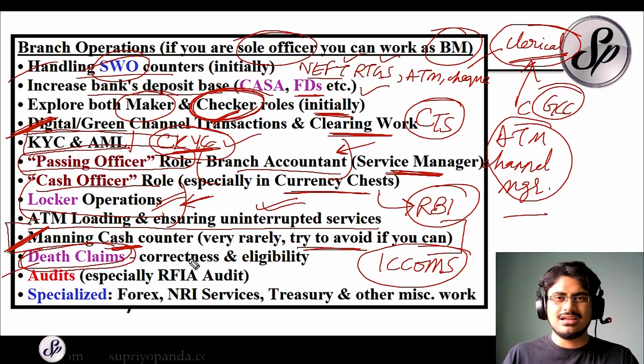And even in a moderately sized branch, there are lots of death claims coming in every single day, and these are family members of the account holders who have passed away, so you have to be a bit more sensitive to them. You have to try and get the money sorted very soon, and it is your responsibility to check for correctness and eligibility.